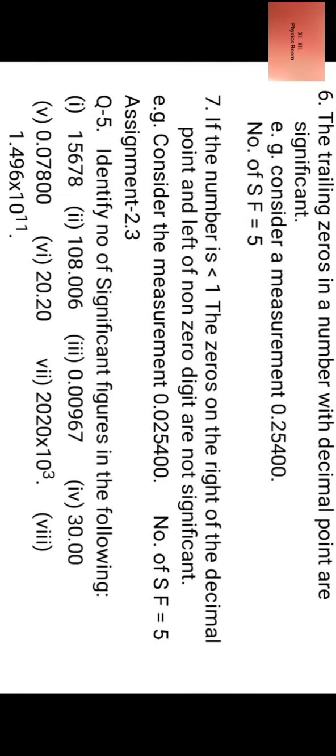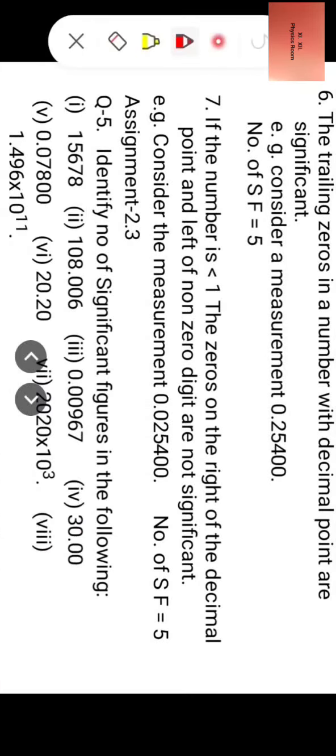Now rule 6. The trailing zeros in a number with a decimal point are significant. For example, consider a measurement 0.25400. Here the number of significant figures is 5. We have taken into account the trailing zeros after 254. It shows that the trailing zeros in a number with a decimal point are significant.